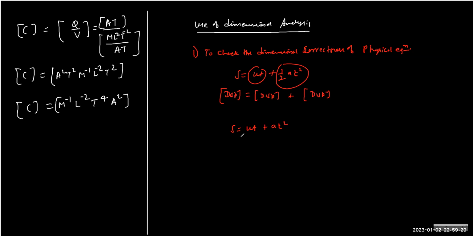So dimensional correctness cannot guarantee physical correctness, but vice versa is what? If something is dimensionally incorrect, then it must be physically incorrect, right? So whenever you add something, you have to take care of this. So if I write V equals A plus BT square plus CT cube, what is the dimension of A?